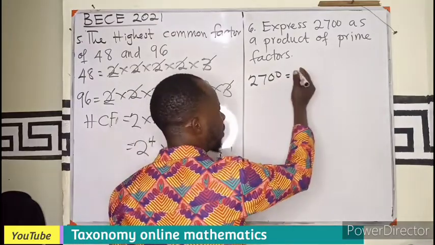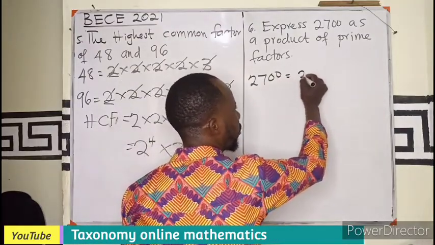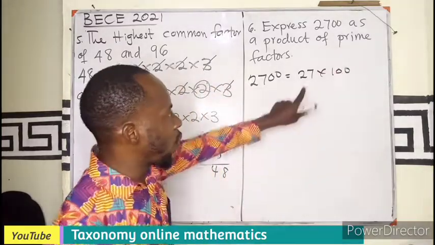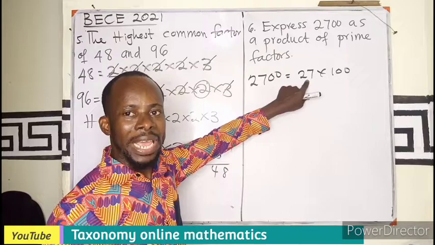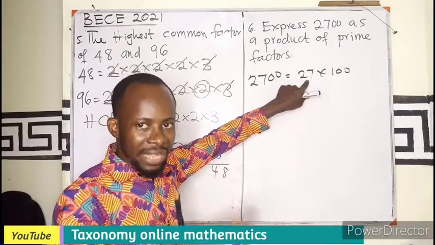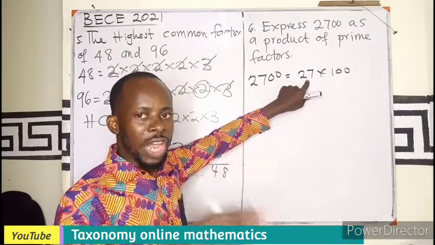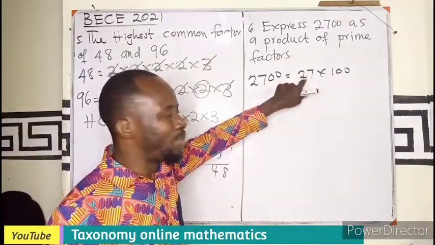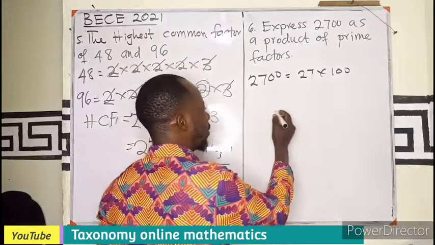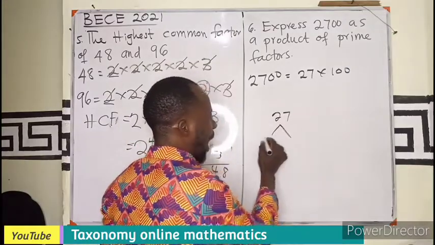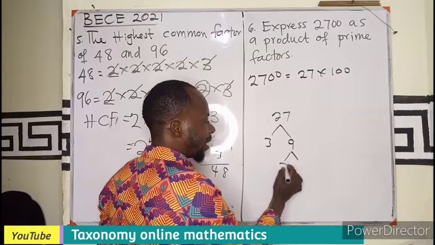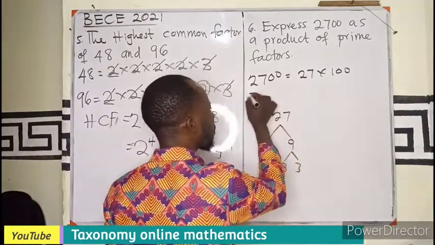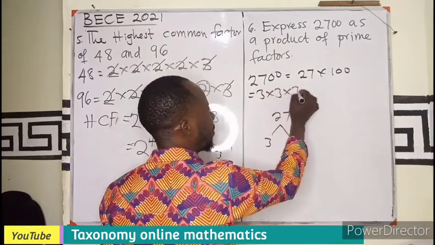So I can take 27. Going to be 27 times what? 100. But I know that 27 is not a prime number. I'm looking for the least prime numbers: 2, 3, 5, 7, those numbers. So I'm going to break this one down. As in the case of 27, I have 3 times what? 9. 3 times 3 gives me 9. So this is going to be 3 times 3 times 3.